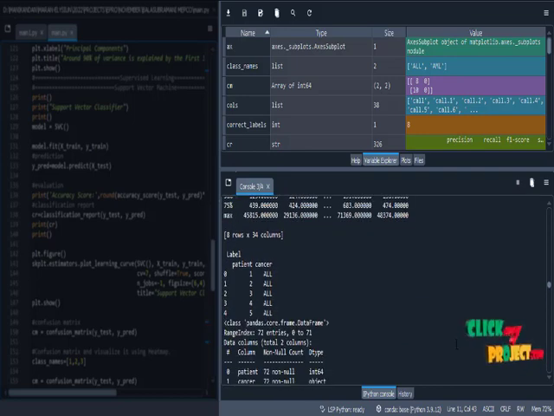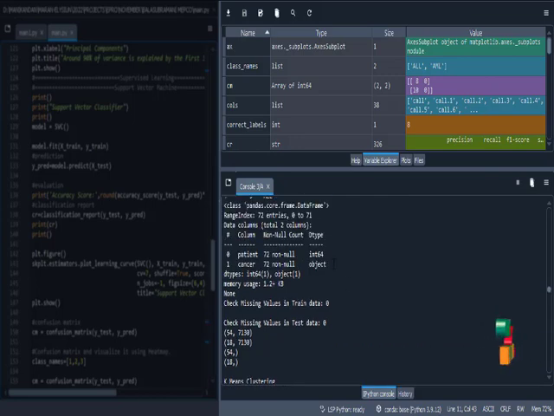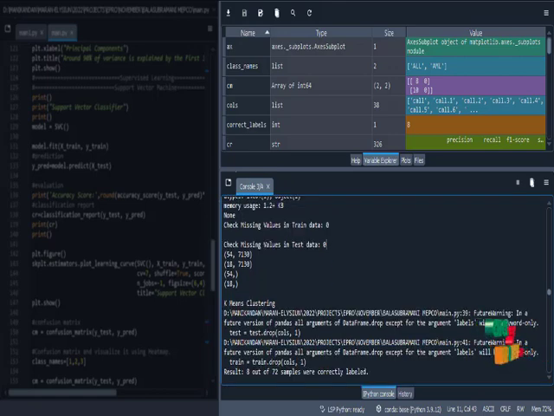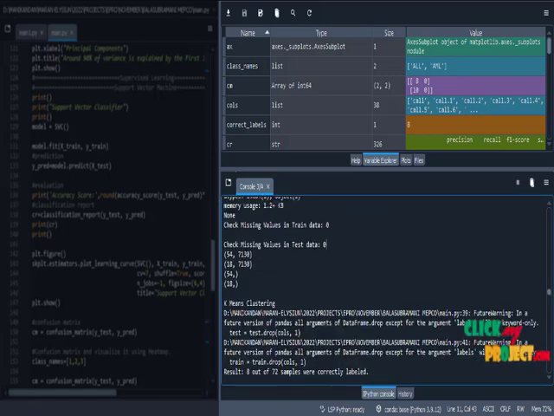Based on the label we are going to detect whether it is ALL cancer or AML cancer by using our machine learning algorithm. So this is the information about our label dataset, and after that I'm going to check the missing values. This is for the train dataset, this is for the testing dataset. There are no missing values contained in our dataset. After that I'm going to check the shape of our dataset.